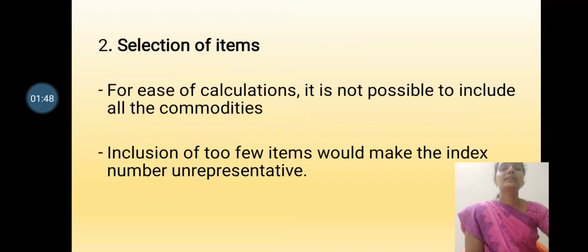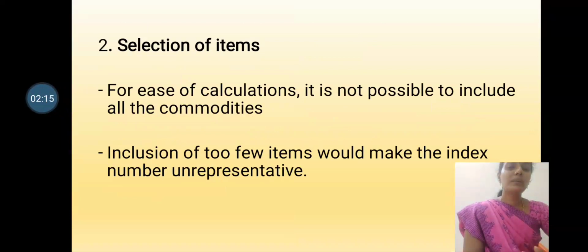The next one is selection of item. So here, for the reasons of economy and ease of calculation, it is not possible to include all the commodities in the construction of an index number. So only a few selected items are therefore included whose price movements appear to be representative for the whole group of commodities. On the other hand, inclusion of too few items would make the index number unrepresentative of the general level.